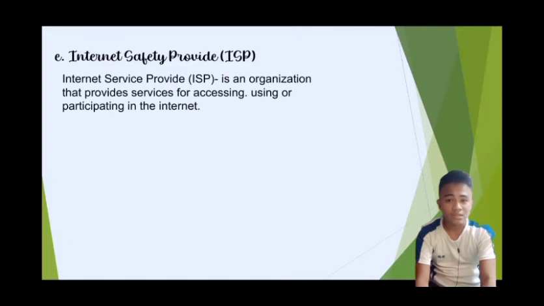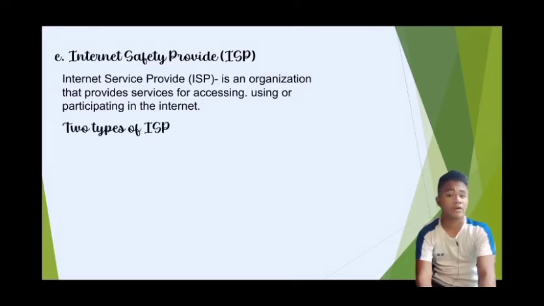Next, we have the fifth, or the last, major component of the internet. So this is the internet service provider, or the ISP. The ISP is an organization that provides services for accessing, using, or participating in the internet. So there are two types of ISP.